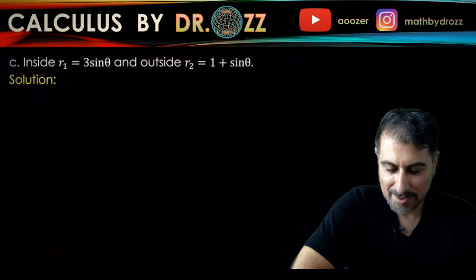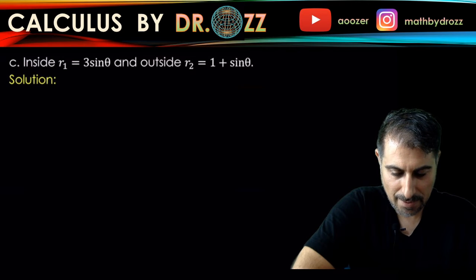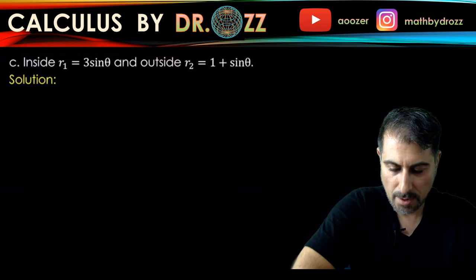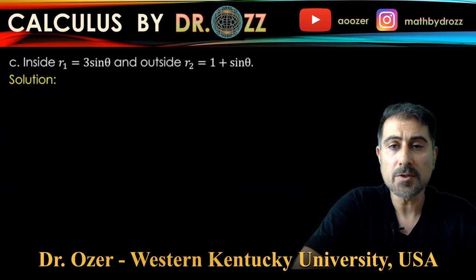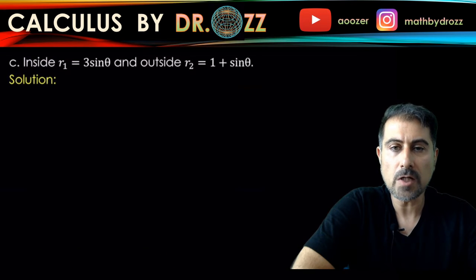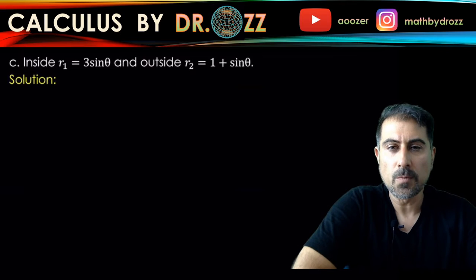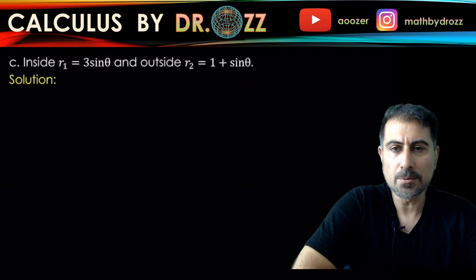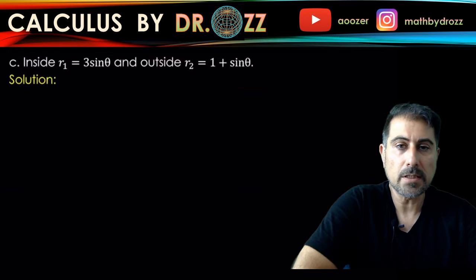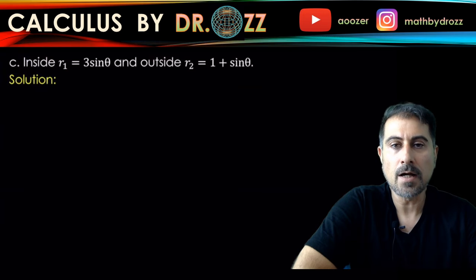All right, so let's start thinking about this problem. So we have the region. We're going to consider the inside of R1, which is 3 sine theta, and also outside of R2, which is 1 plus sine theta. So the first task is to plot these two polar equations in the same graph.